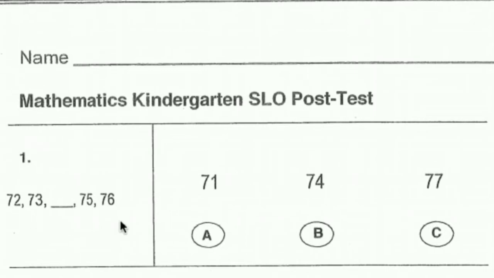Joe is counting by ones, and he's starting with 72. So you need to start with 72 and go to the next number. Then go to the next number, which is the one that is missing, and see if it follows the next number and then the next number. Once you know you have the correct answer for the missing number, you'll find that number over here and bubble it in.